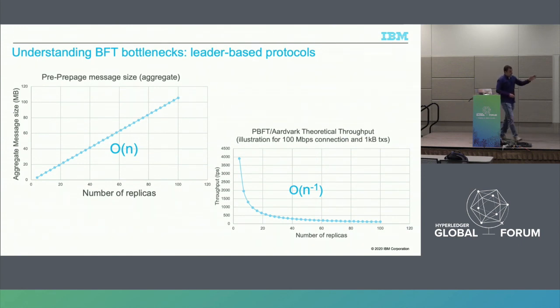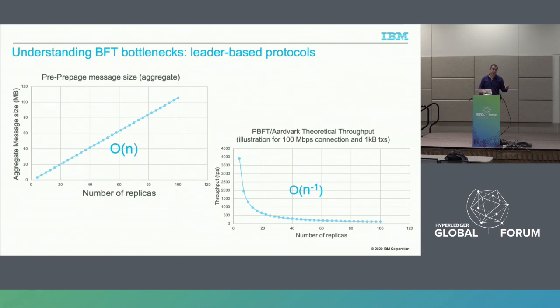So as the number of replicas grows, in this simple plot, the size of this message grows linearly, and of course your throughput, which is illustrated on the right-hand side, goes down inversely proportionally to the number of nodes. And this is the pattern that you see all over again in leader-based protocols. Actually, this is the reason, and not the n-square number of messages.